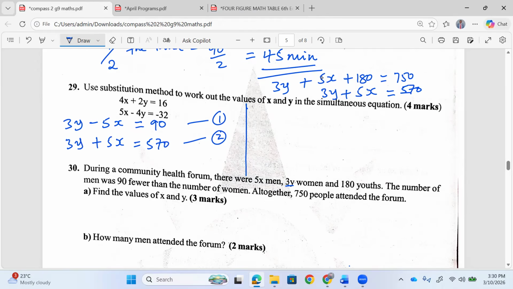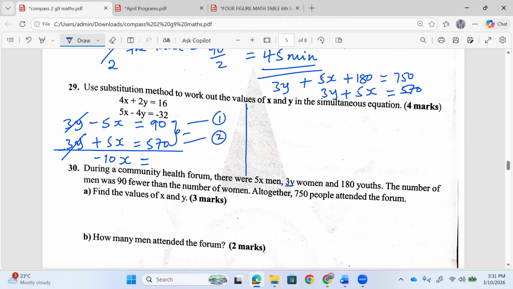So we have equation 1, we have equation 2. Now it is easier for us to solve the 2 equations using what we call the elimination method. Elimination method because the coefficients of Y are already equal. Therefore, subtracting to eliminate Y becomes very easy. So we subtract corresponding terms. When I say corresponding terms, I mean we pick 3Y minus 3Y, that becomes 0, minus 5X minus 5X becomes minus 10X. This is equal to 90 minus 570.